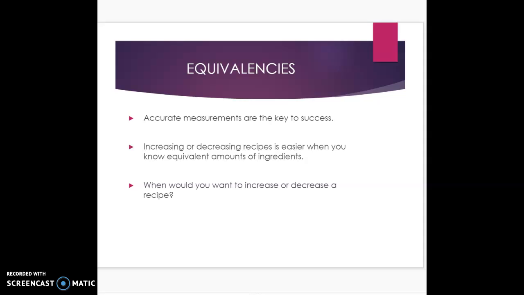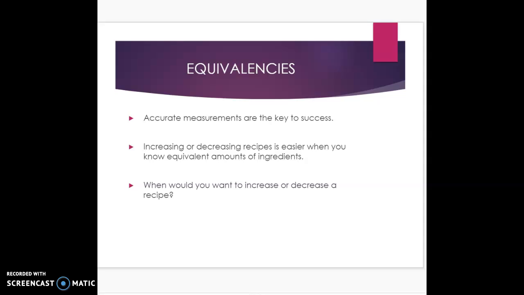Equivalencies. Accurate measurements are the key to success. Increasing or decreasing a recipe is easier when you know the equivalent amounts of ingredients. So go ahead and answer as a class: when would you want to increase or decrease a recipe? Pause.